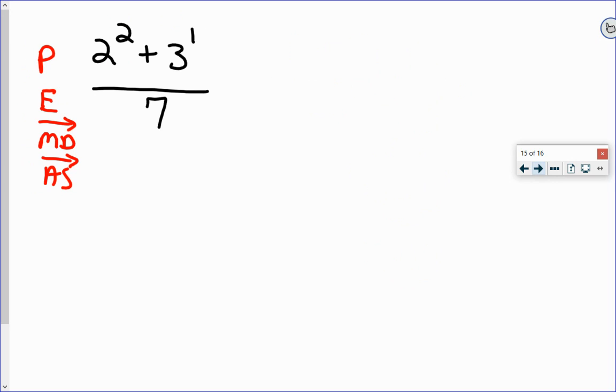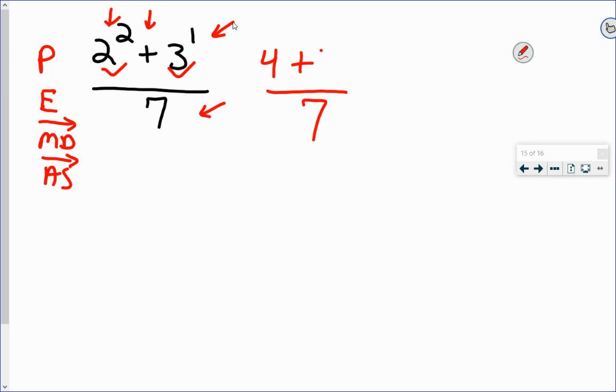Let's try another. We've got to do the top to one answer, and the bottom's already one answer. We didn't do anything on the bottom, so the bottom is just 7. It's already one number. All right, so what do we do first? Do we do the exponent, or do we add? Well, we've got to do the exponent first. 2 to the second power is 4. We've got another exponent, and we do them left to right. So 3 to the first power is 3.